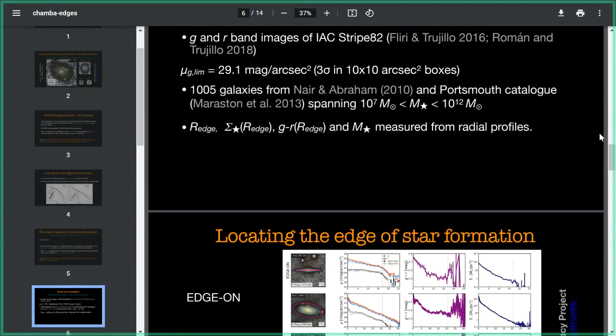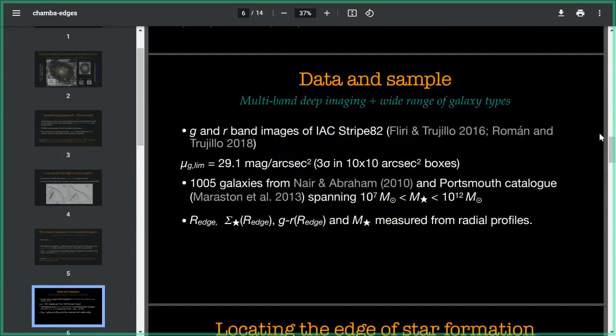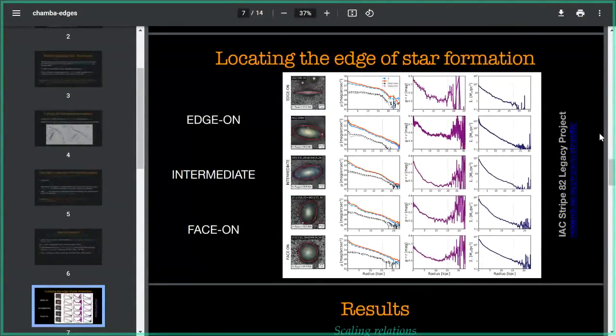The data that we use, very quickly: we use the g, r, i band images of the Stripe 82 survey, which I introduced earlier. We have galaxies from the Nair and Abraham 2010 catalog, and also dwarf galaxies from the Portsmouth catalog. And what we did was to measure the location of the edges, the stellar mass density at the edge, the color, as well as the stellar masses of the galaxies from the radial profiles. Next slide, please.